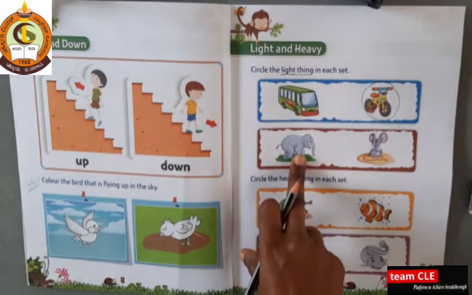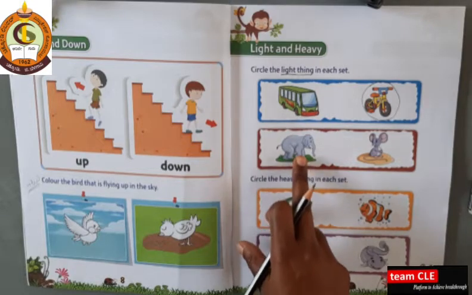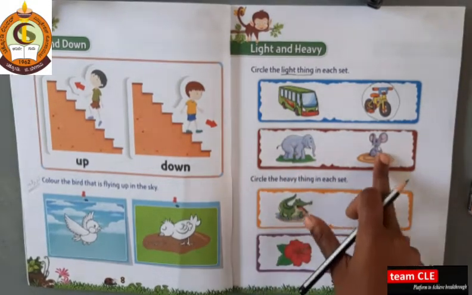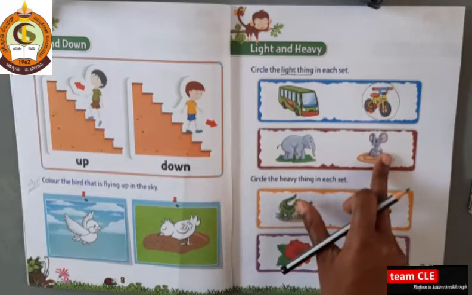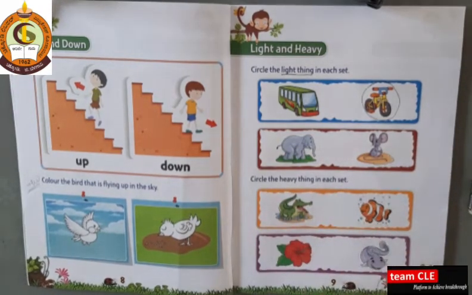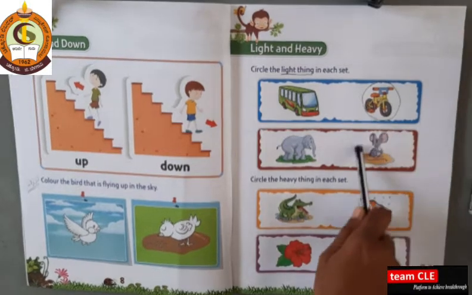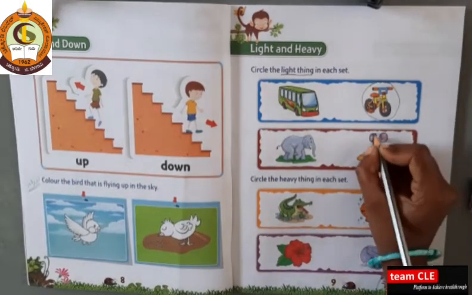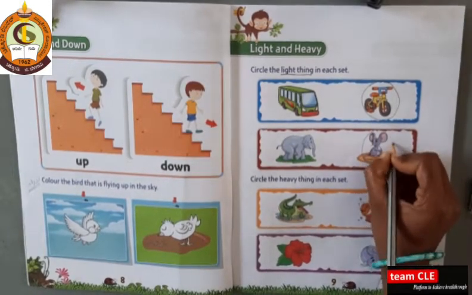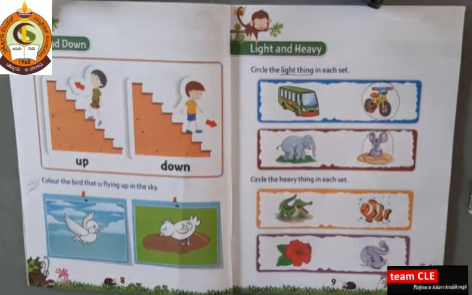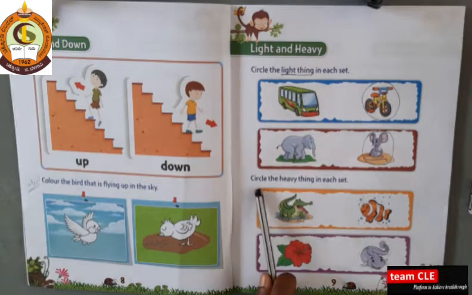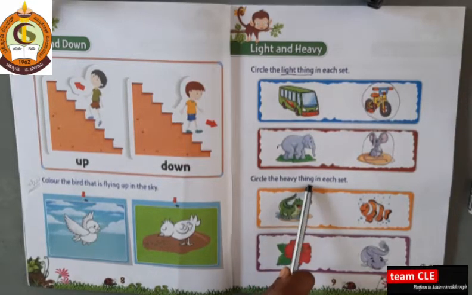Next picture, elephant and rat. Now which one is the light thing in these two animals? Yes, the rat is a light thing. So circle the rat picture. Okay, very good. Now next, circle the heavy thing.